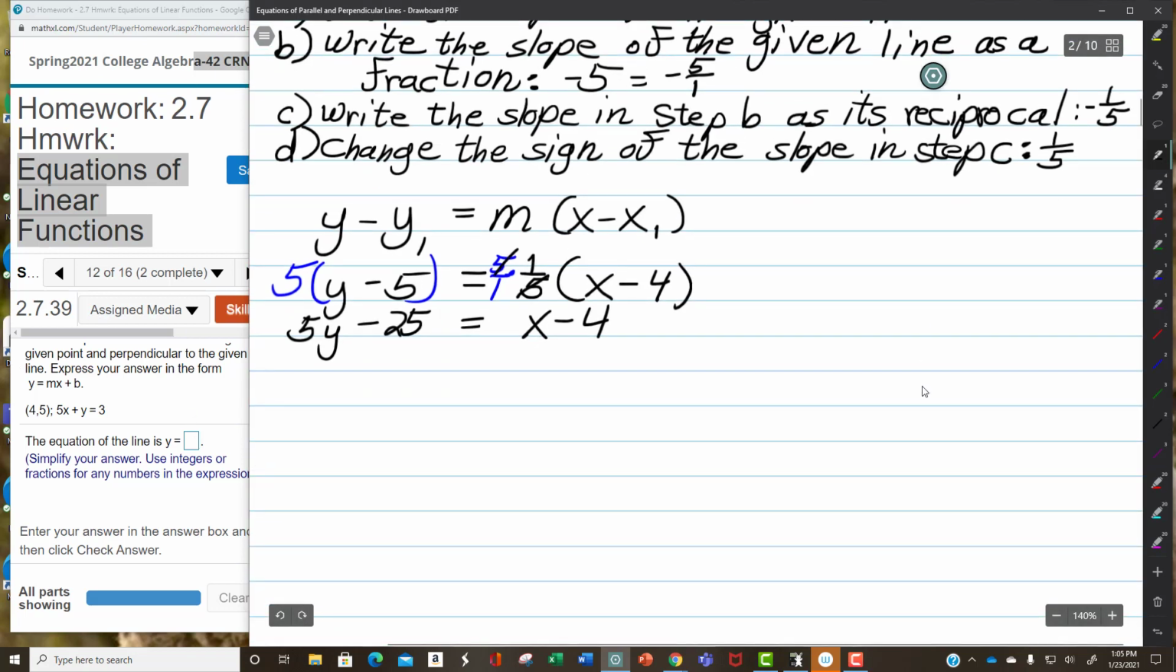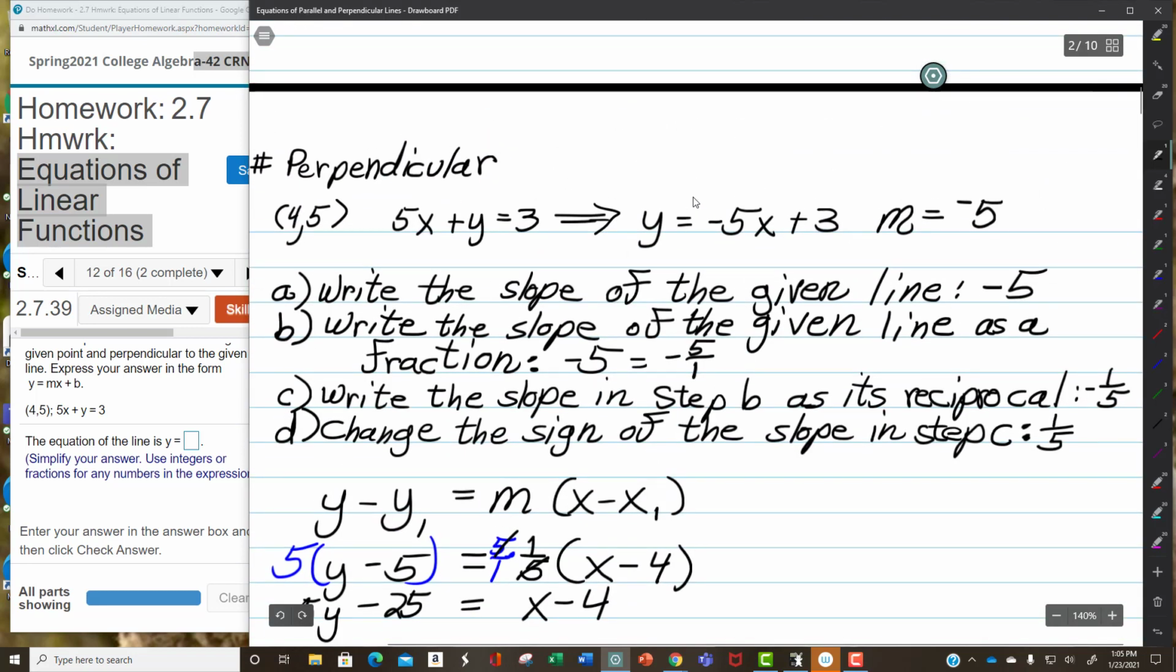Now everything is normal. Actually, once you start this, the only thing that's different is finding the opposite reciprocal slope from the slope of the given line. You take the reciprocal and change the sign, or you go through these A, B, C, D steps. It's an algorithm to change the slope to the opposite reciprocal slope.